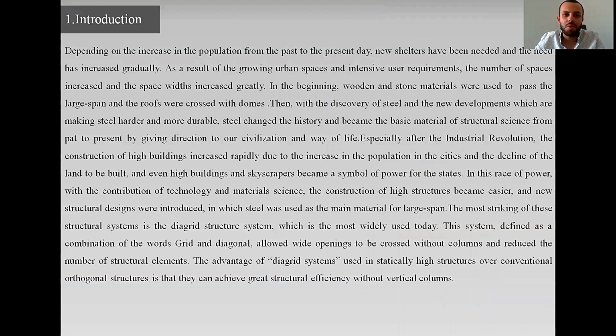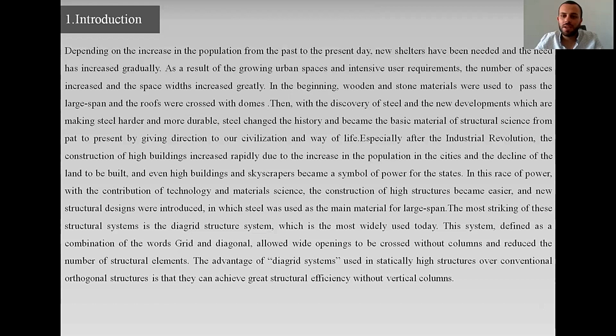Introduction. Depending on the increase in the population from the past to the present day, new shelters have been needed, and the need has increased greatly as a result of the growing urban space and intensive user requirements. The number of spaces and the space widths increased greatly. In the beginning, wooden and stone materials were used for the span and the roofs were crossed with domes. Then came the discovery of steel and the new developments making steel harder and more durable. Steel changed history and became the basic material of structural science up to the present, giving direction to the whole civilization and the way of life.